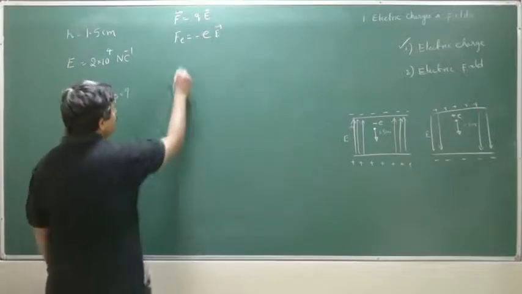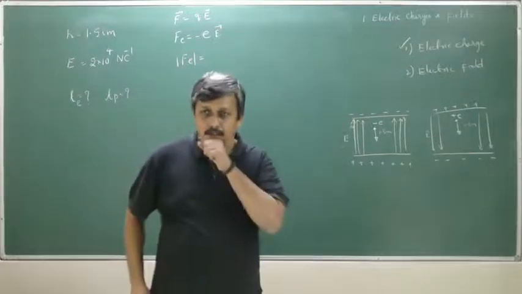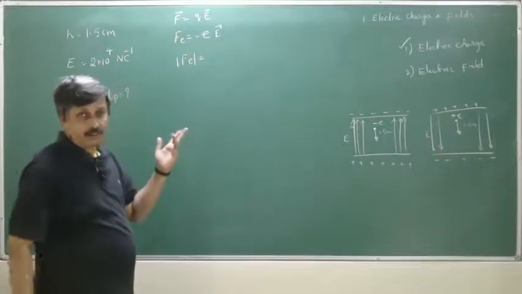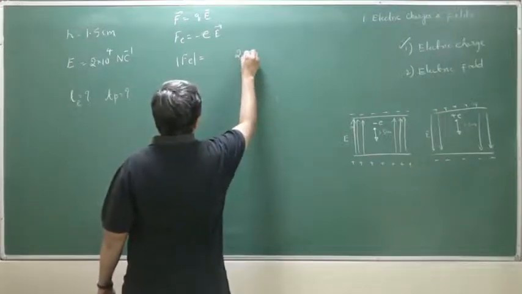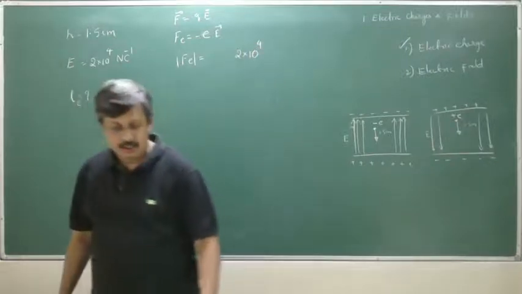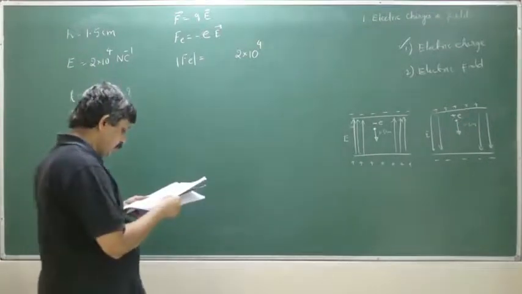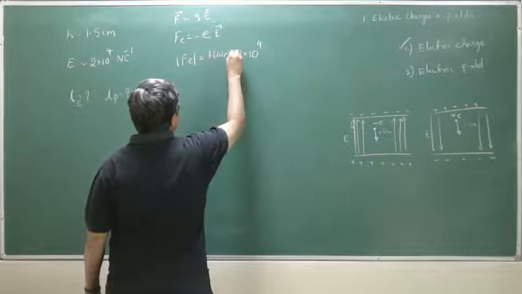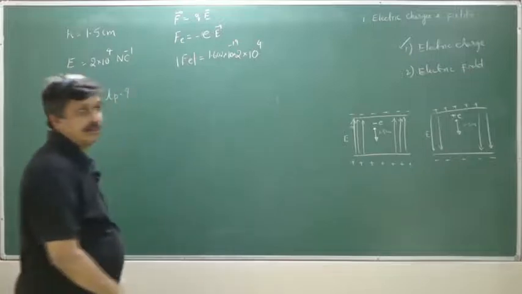So if you want to calculate the magnitude of Fe, how much is that? They have given us the value of capital E, which is 2 into 10 power 4, and small e is the charge on the electron, which is 1.602 into 10 power minus 19. These two multiplied, you get the force.